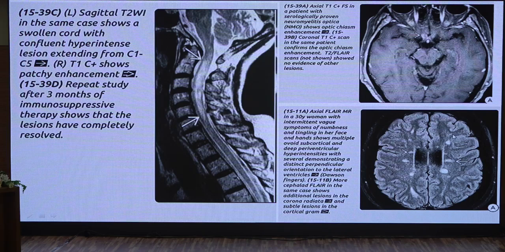Coming to this image, this is basically a FLAIR image of a patient who was detected as a case of multiple sclerosis. This patient has T2 FLAIR multiple ovoid, you can see the small ovoid hyperintensities which are perpendicular to the ventricles. So this patient had unilateral optic neuritis with symptoms of multiple sclerosis.